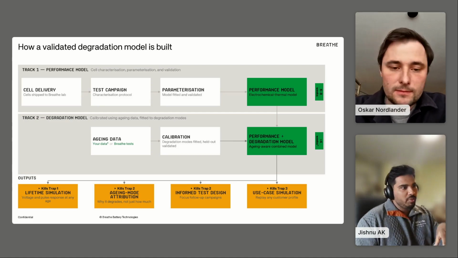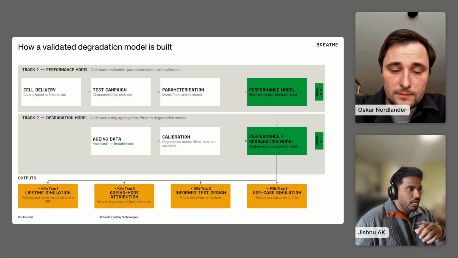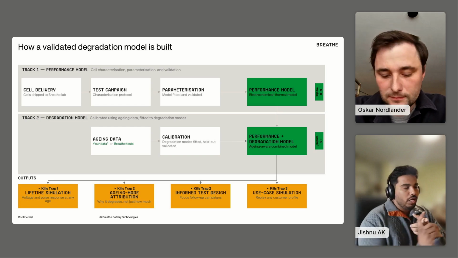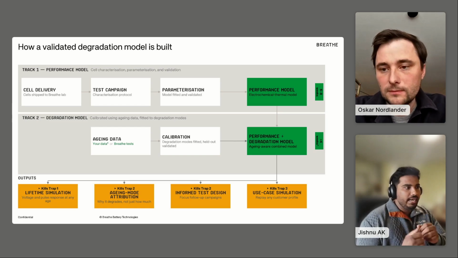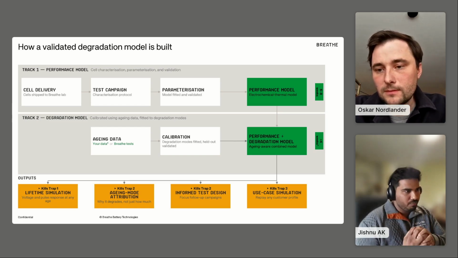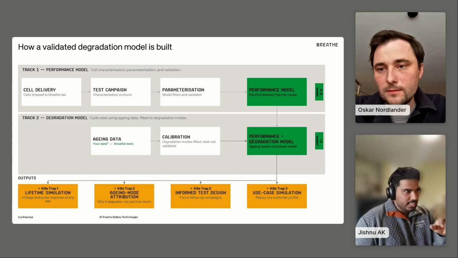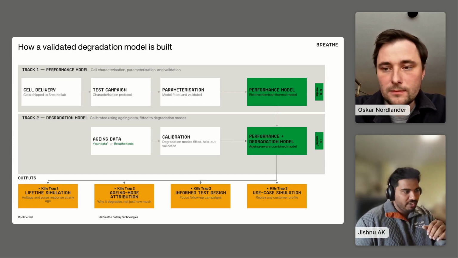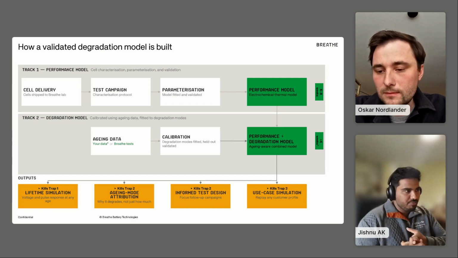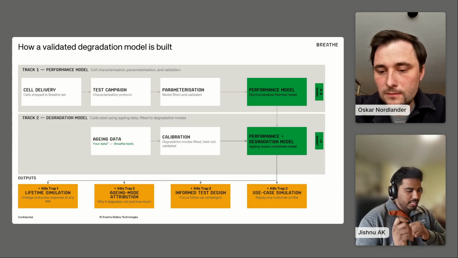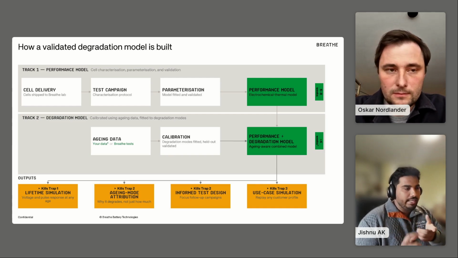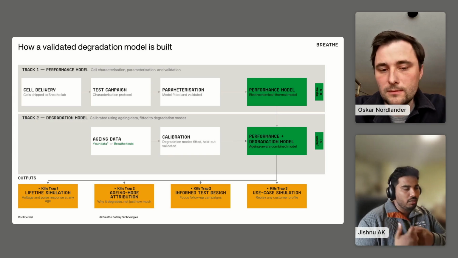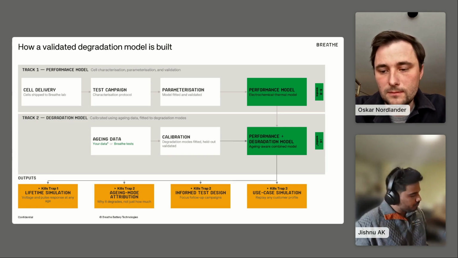Using this array of experiments that we have collected, we then parameterize and validate an SPME type electrochemical model. This entire exercise, that's track 1, would take about 6 to 8 weeks upon delivery of the cells. And after this, the customer would receive this beginning of life performance model with which they can run any electrochemical or thermal simulations of their choice.